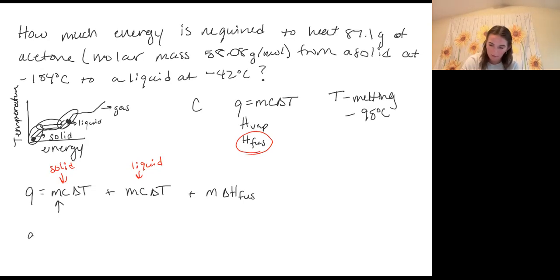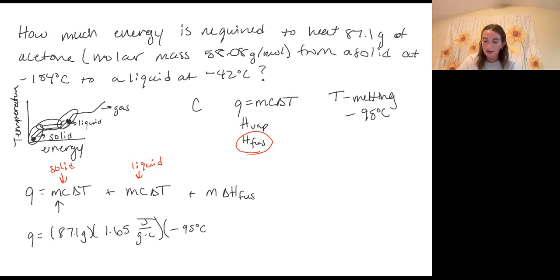So your Q is going to start off with 87.1 grams times the specific heat of your solid, which is 1.65 joules over grams times Celsius. And your temperature change is going to be your final minus initial. So our final is going to be minus 95 degrees Celsius, because that's where we have to melt our acetone, and then minus negative 154, which is our initial. These do not need to change to Kelvin, because you're in Celsius, and your specific heat is also in units of Celsius.